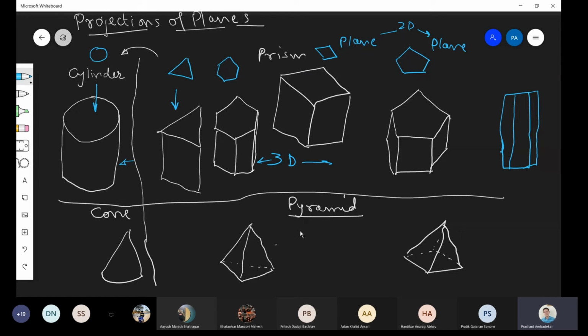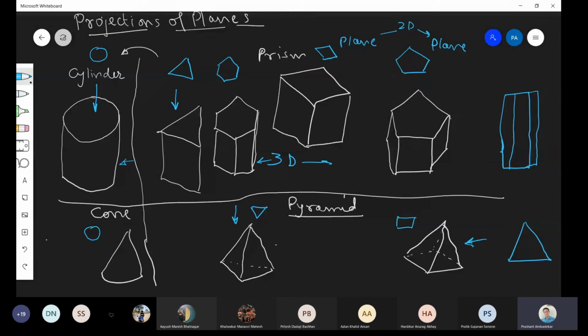Similarly, if I talk about pyramids, all the pyramids, the side view of the pyramid will be a triangle. In all the pyramids, you will get side view or front view, whatever it is, triangle. And if you see the top view, if it is a triangular pyramid, you will get a triangle. If it is a square pyramid, you will get a square. If it is a circular pyramid, that is cone, top view will be a circle.